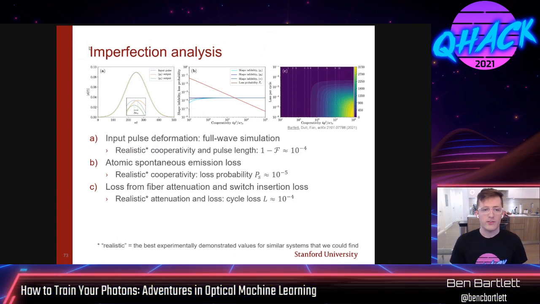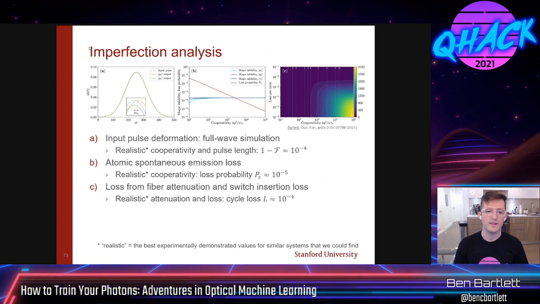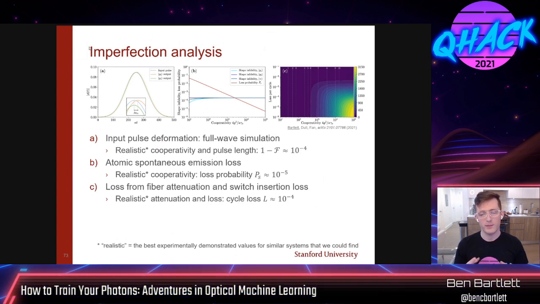So to answer these questions, for the first part, the input pulse deformation, we ran a full wave simulation of the photon interacting with the atom cavity system. And under realistic assumptions of the cavity cooperativity, which is basically a measure of how good your cavity is, and your pulse length of your photon, you can get that the pulse shape infidelity is around 10 to the minus 4. For the spontaneous emission loss, under realistic assumptions of the cavity, you can get that the loss probability per cycle is around 10 to the minus 5, and the fiber attenuation and switch insertion loss come around to 10 to the minus 4. And by realistic, I mean people have demonstrated this before in some experiment that is similar to this system that we're proposing.